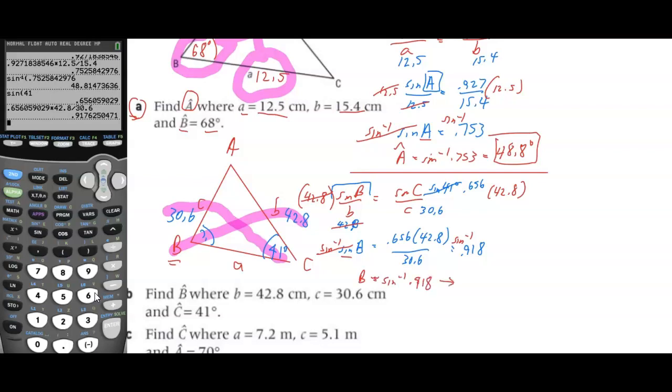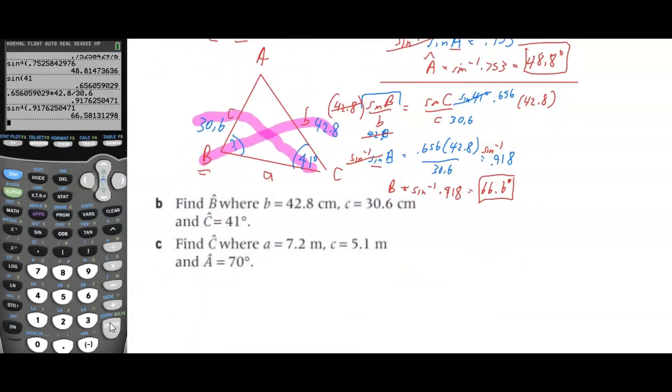So what is the inverse sine of 0.918? Let's check it out on the calculator. Second sine is inverse sine. 0.918, that's the number that we have right here. 66.6 degrees. 66.6 degrees is the answer for part B. Okay? We just did that. Let's do the last one.